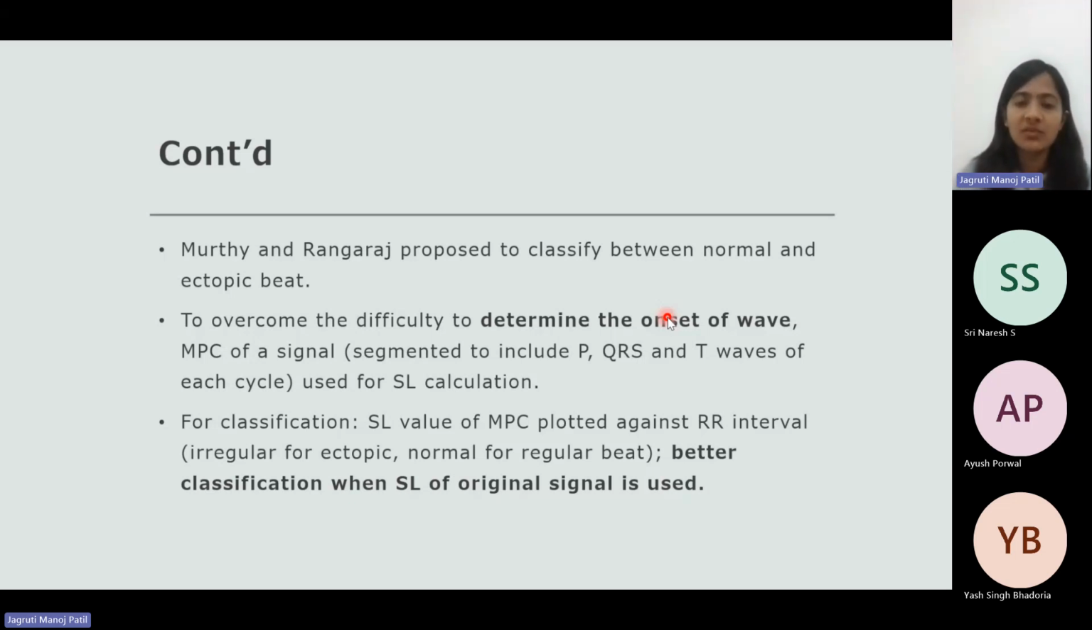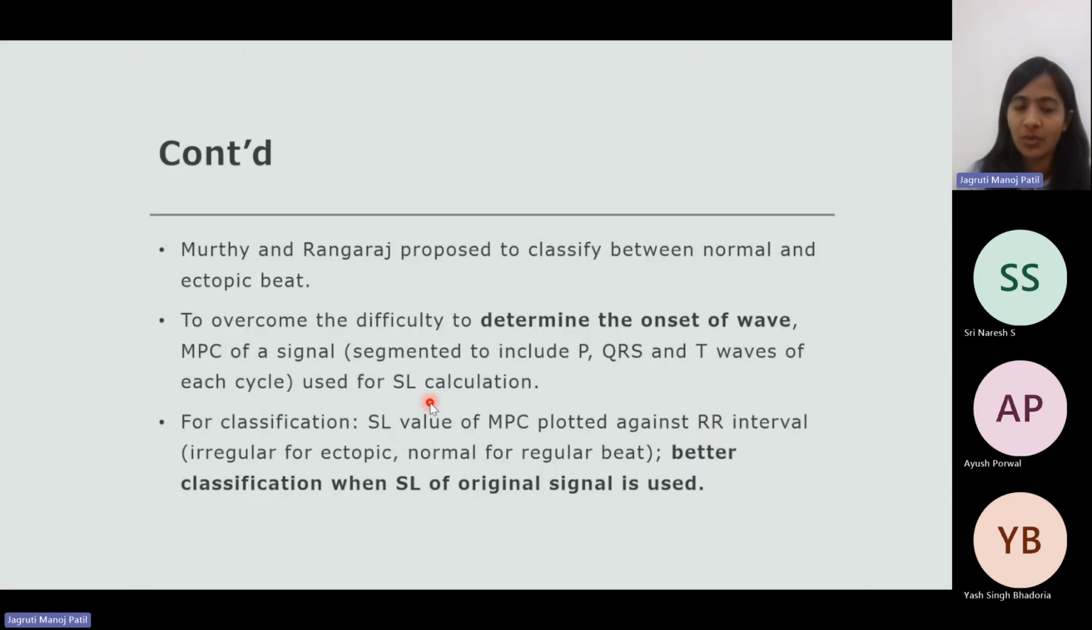So for classification, we make a 2D map, and then we plot the signal length of this minimum phase correspondent signal against the RR interval. Now, RR interval is a measure of heart rate variability. So through that, you can have an estimate that if the variability is varying between certain ranges, we might have this kind of signal length corresponding to it. It's like a cross validation that, okay, it is correct.